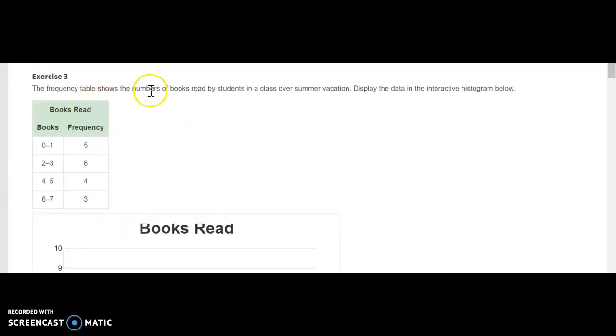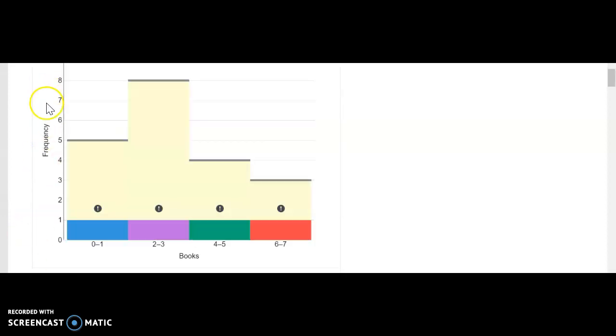Okay, this frequency table shows the number of books read by students in class over summer vacation. Display the data in an interactive histogram below. So we have number of books, number of students who read 0 to 1 books is 5, number of students that read 2 to 3 is 8, 4 to 5 is 4, and 6 to 7 is 3. So on this side right here, we have our frequency, and on the bottom, we have our books. And we just plug them in, and there you go. You just drag it up.